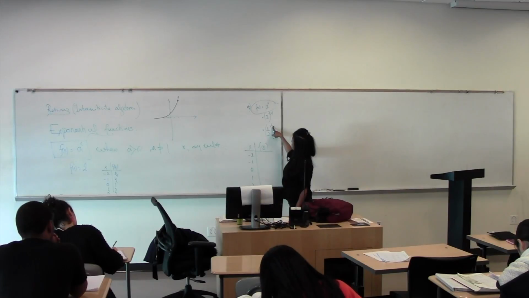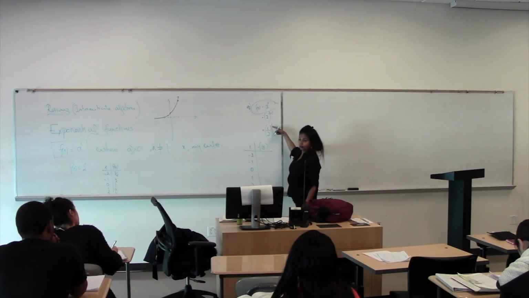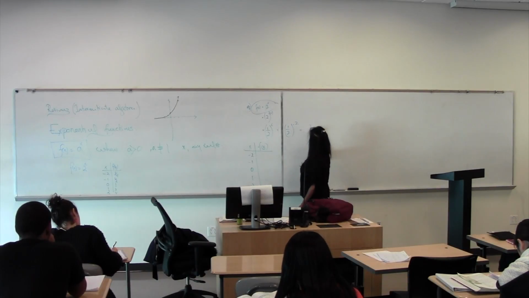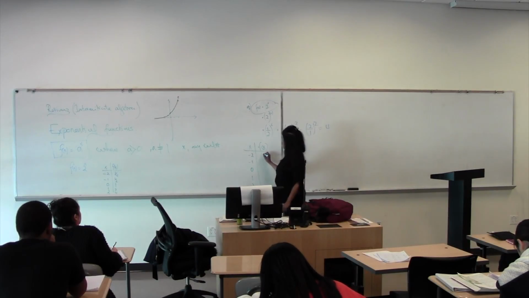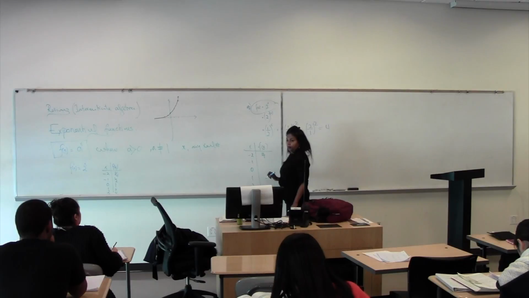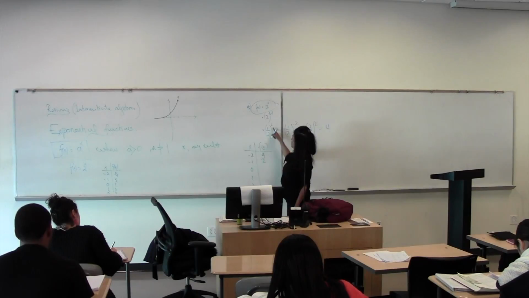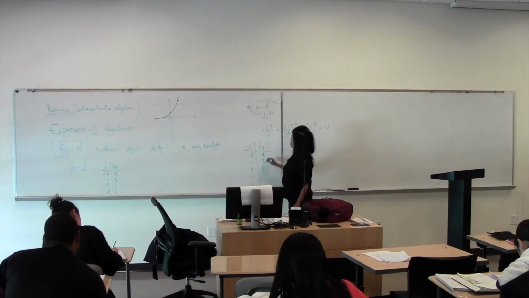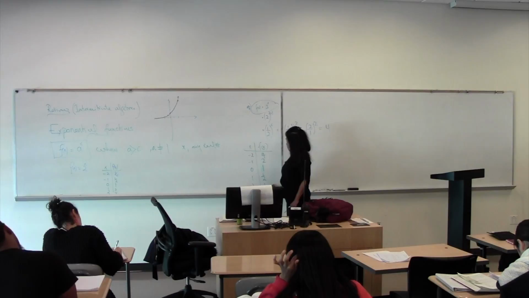When x is negative 2, what happened? We have to switch, right? X is negative 2, 1/2 to the power negative 2 will give you 2 over 1 to the positive 2, which will give you 4, right? So x is negative 2 is 4, x is negative 1, 2, x is 0. Anything to the power 0 is 1, x is 1, 1/2, x is 2, 1/4.